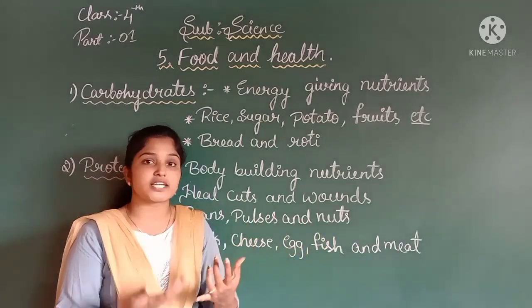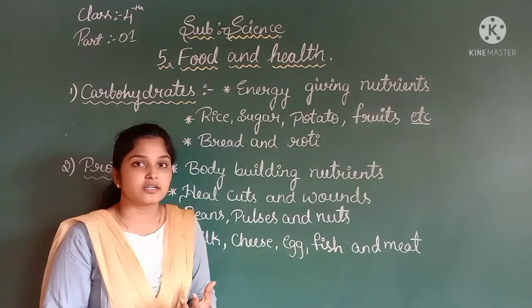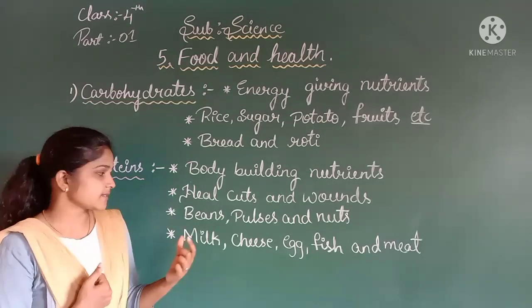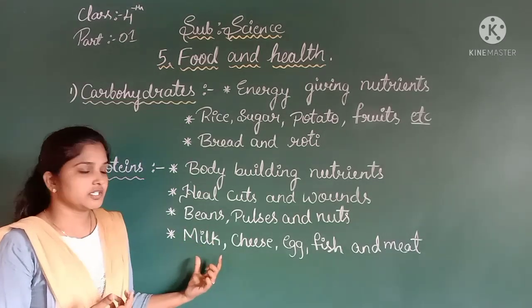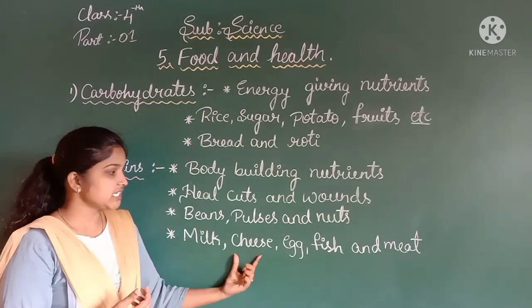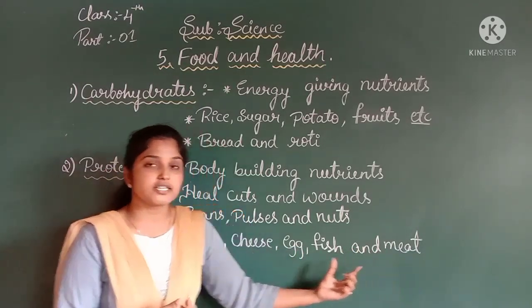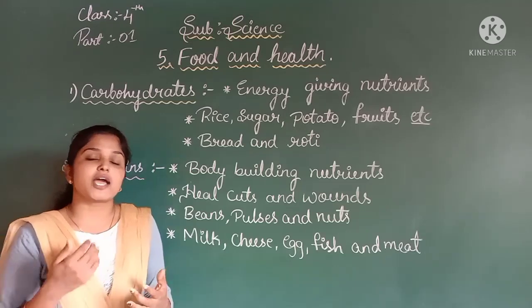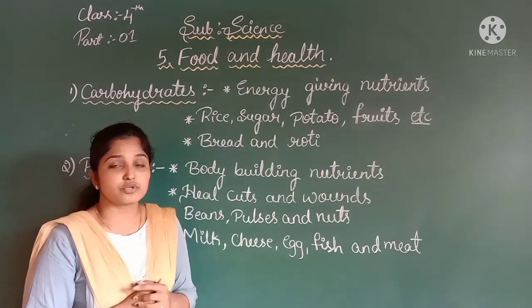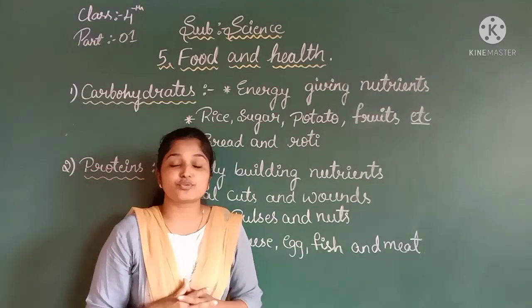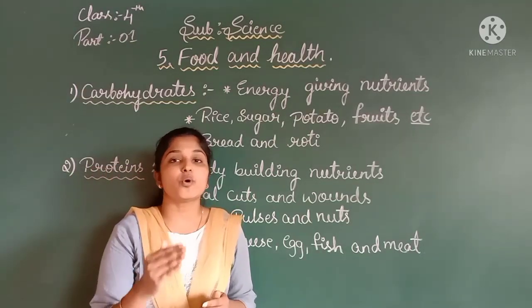Nuts are nothing but cashew nut, peanut. These contain a very rich amount of proteins. And animal foods like milk, cheese, egg, fish and meat also contain a rich amount of proteins. So daily you should drink milk. Proteins also help to replace our own cells.